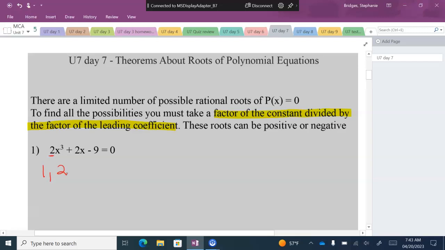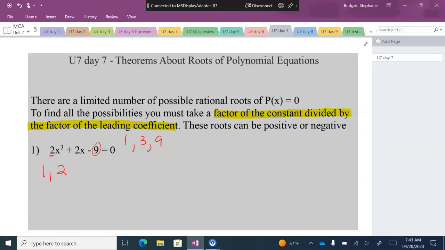Then we want to list the factors of our constant term, not the sign with it, just the number. What are my factors of 9? I can do 1 and 9, and what else? And 3. But 3 we don't have to do twice, right? Okay, so the factors of 9 are 1, 3, and 9.